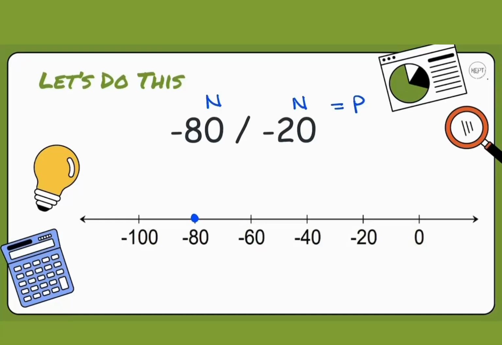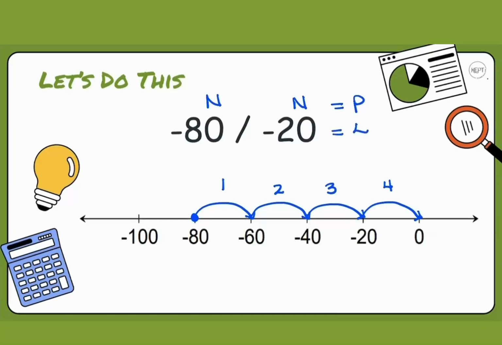So we're going to jump 20 spaces back towards 0, that's 1. 20 more spaces back towards 0, that's 2. 20 more spaces back towards 0, that's 3. And then 20 more spaces back to 0. And we've made it to 0 in a jump of 4 spaces. So a -80 divided by a -20 is a +4.